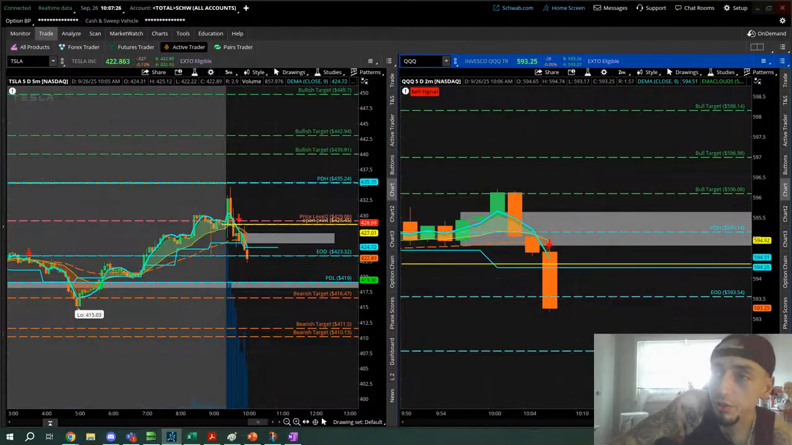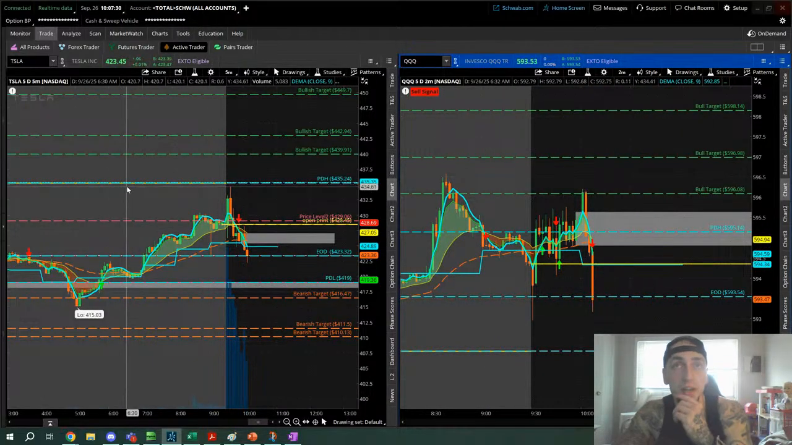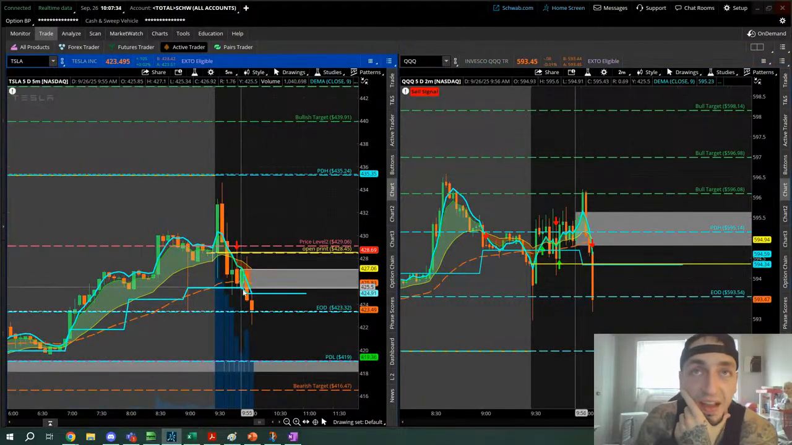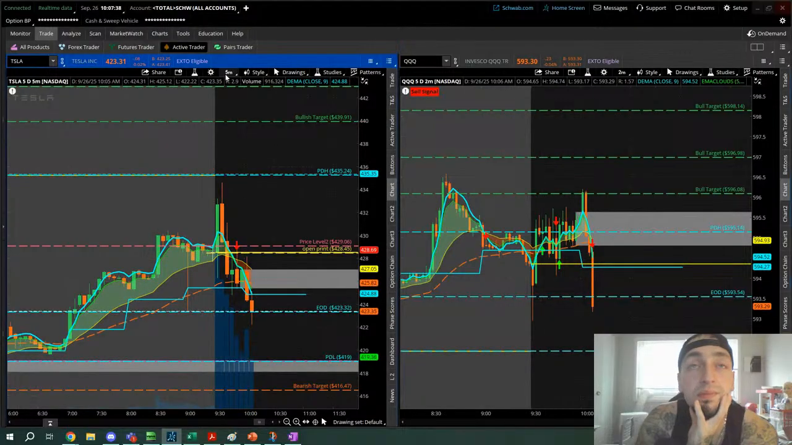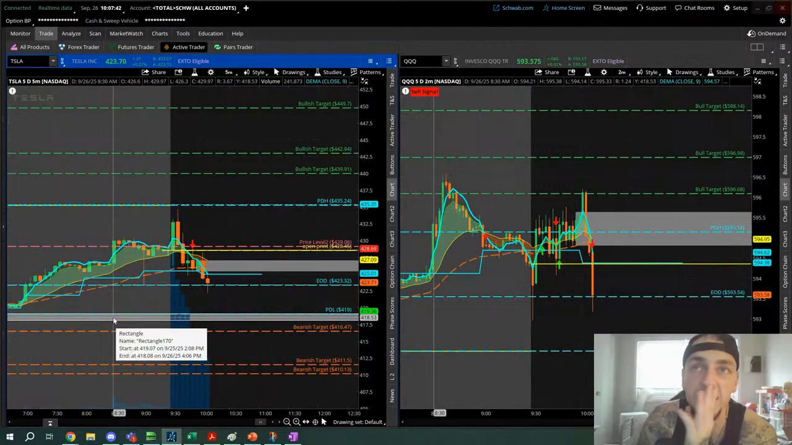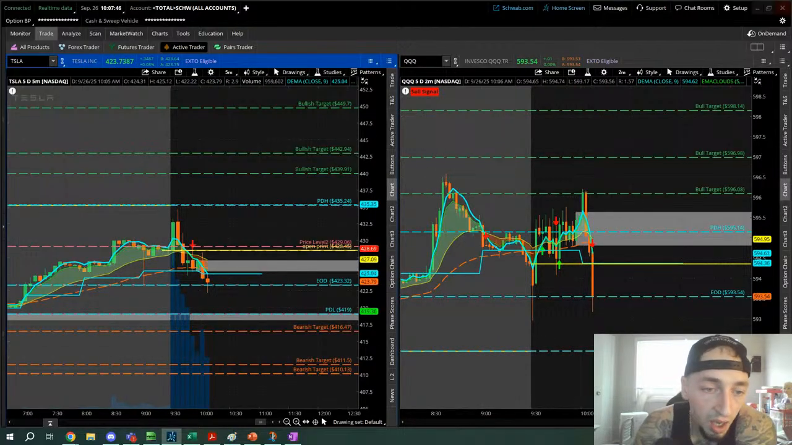All right, QQQ shattering through EOD, trying to at least. Tesla's coming right into it. I like that 5-minute trend on Tesla. Got a little far away from it. Once again, not rushing. Staying super chill right here. End of day is important. ES is coming into open print.